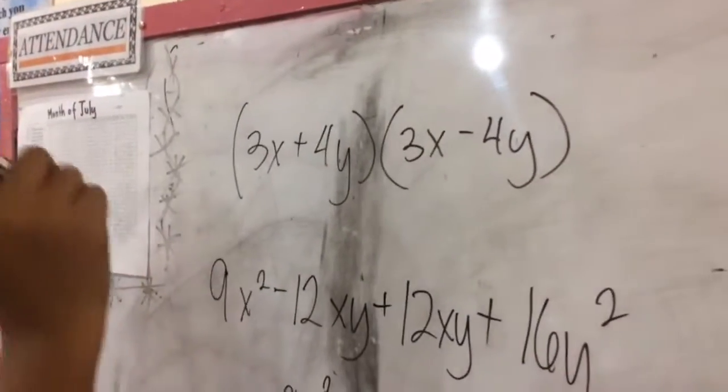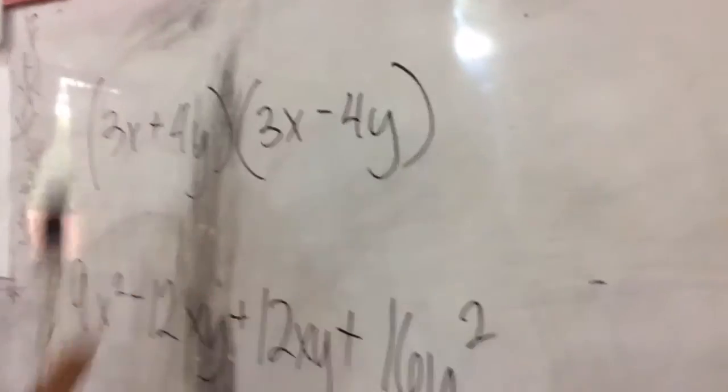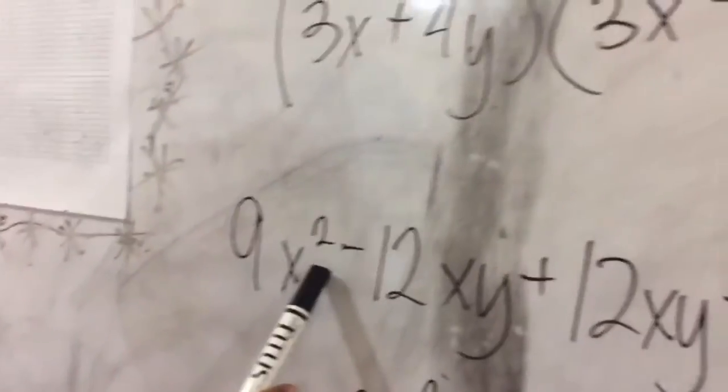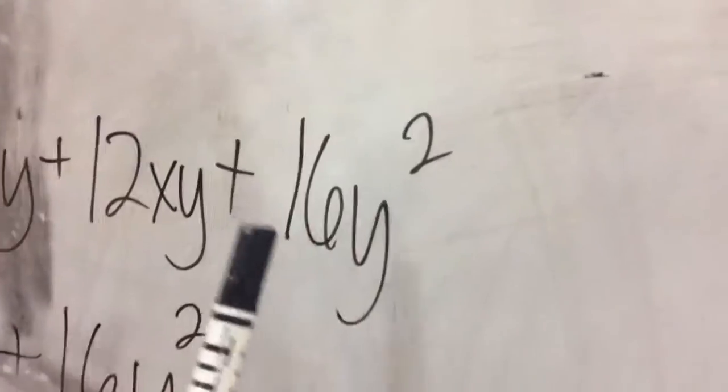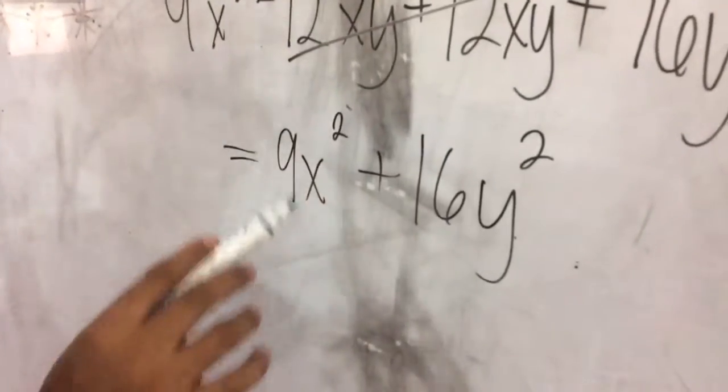Another example, 3x plus 4y and 3x minus 4y equals 9x squared minus 12xy plus 12xy plus 16y squared. Then we'll cross this out. And the answer will be 9x squared plus 16y squared.